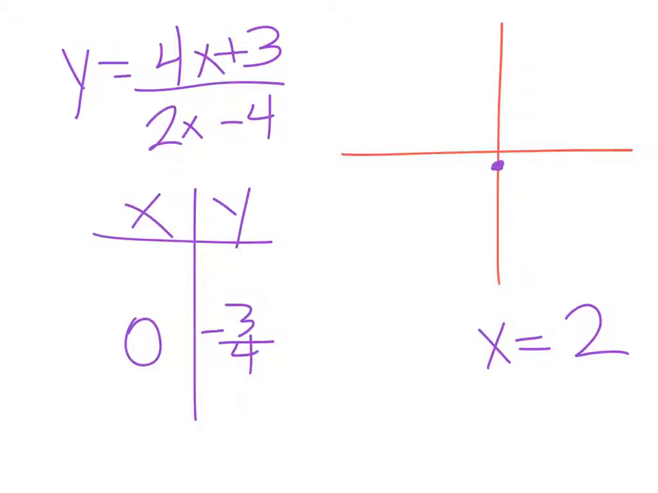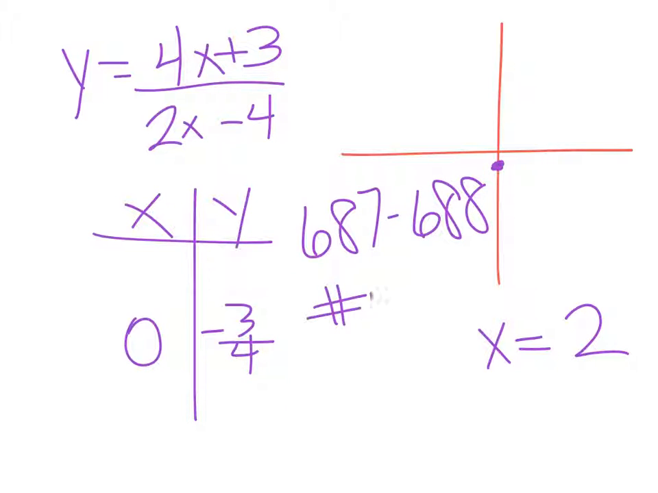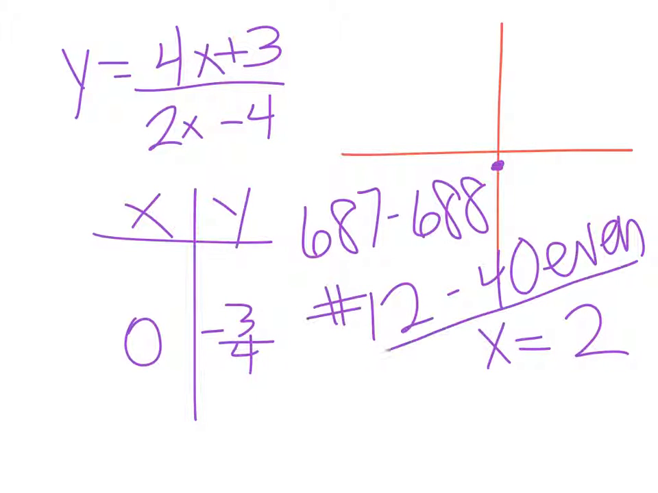So for 38 and 40, you really are going to need to graph it and then see what y cannot be. So what you're doing on this one is you're doing pages 687 to 688, numbers 12 to 40 even. There you go. 687, 688, 12 to 40 even.